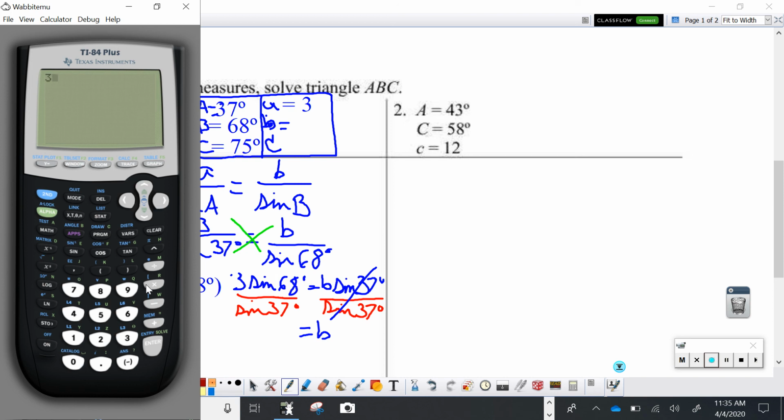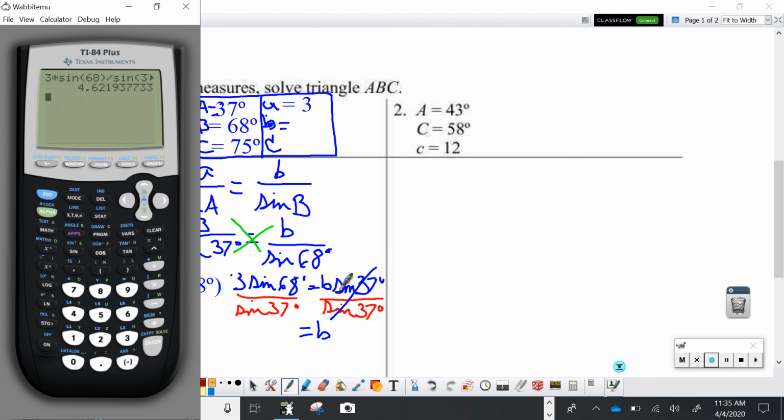Now, I want to do 3 times the sine of 68 degrees. It automatically opens up this set of parentheses, so right here I need to close that set of parentheses. And then I want to divide by the sine of 37 degrees, and I'll close those parentheses. I'll go back up here and make sure I typed in everything correctly: 3 times the sine of 68 divided by the sine of 37. Hit equals, and I get about 4.6.